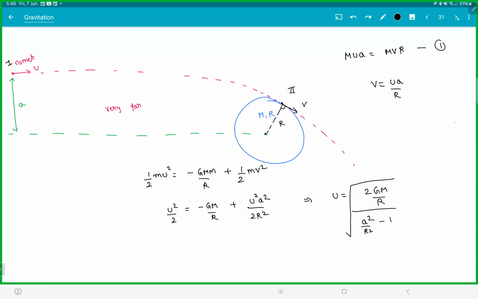In state 2 the distance is capital R, na? Why do you need to do that? You said you're just missing the planet, isn't it? So you're grazing.